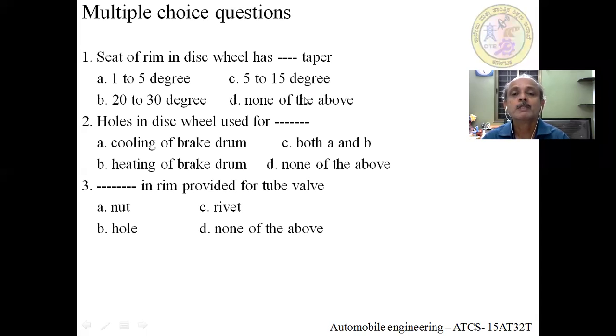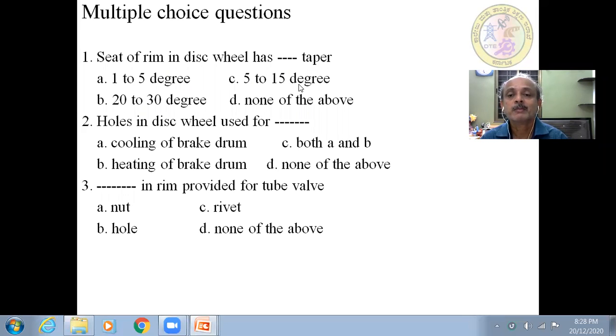In the next, we'll go for multiple choice questions on this second session. The first question is, seat of rim in a disc wheel has dash taperness. Earlier we have studied. Your options are A 1 to 5 degree, B 20 to 30 degree, C 5 to 15 degree, D none of the above. The answer is C, 5 to 15 degree. Seat of the rim in a disc wheel has 5 to 15 degree taper.